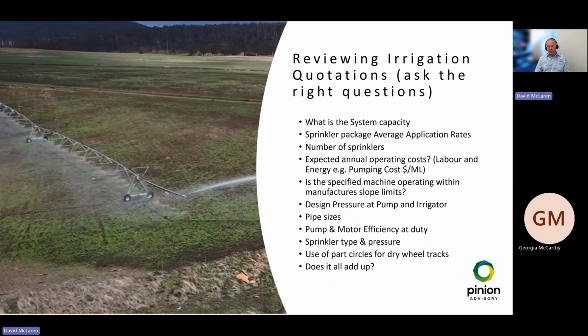What are the design pressures at the pump and irrigator? What are my pipe sizes? What are the pump and motor efficiencies at the duty? Sprinkler type, is it Nelson? Is it Comet? What is it? Does it have part circles fitted for dry wheel tracks? Does it all add up? I think it's just really important to ask intelligent questions as you go through reviewing irrigation quotations, because it's often a significant investment, and it's really important that you don't just tick and flick. Think about what the machine's going to do and ask the right questions.